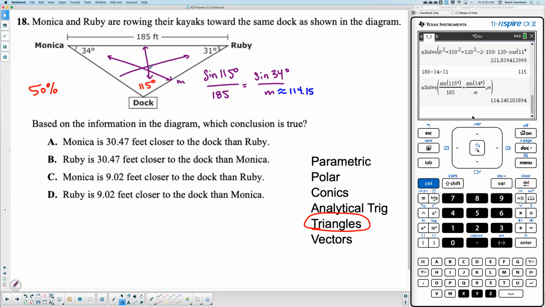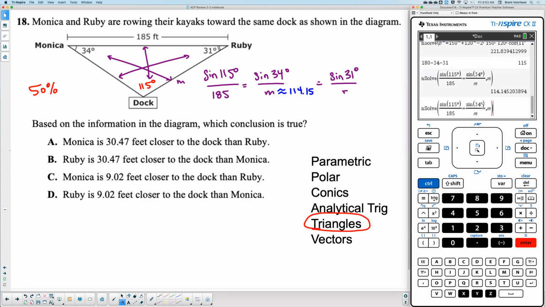Now I could do the same thing, but now let's solve for Ruby. Ruby is across from how much? 31? Yeah. So I could do sine of 31 degrees over Ruby. I'm going to go to the calculator and just copy this and only change the right parentheses. I'm not changing the left parentheses. That's still my completed set. I'm now going to say sine 31 over R for Ruby. So I just copied basically the whole thing. All I'm doing is changing the second fraction from sine 34 over M to sine 31 over R. Press enter. What are you getting now?